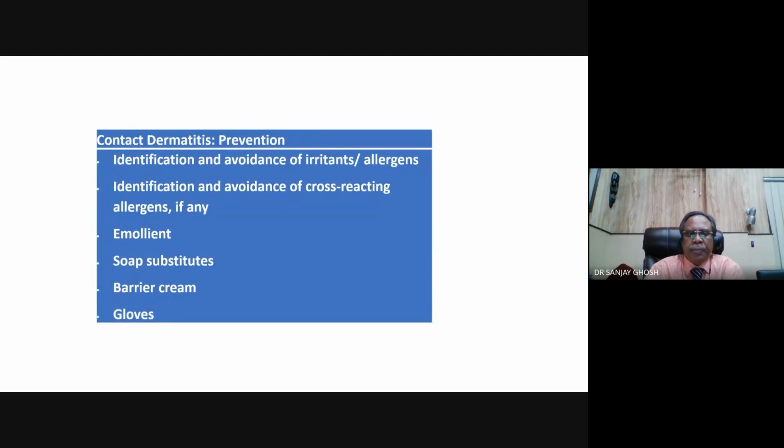Now, contact dermatitis prevention: identification and avoiding of irritants. And number three, cross-reacting allergens, we should not forget. Like Parthenium allergy, you should avoid sunflower oil. Many patients have systemic contact. Emollients help improve the barrier function, along with substitutes, barrier cream, and definitely gloves.